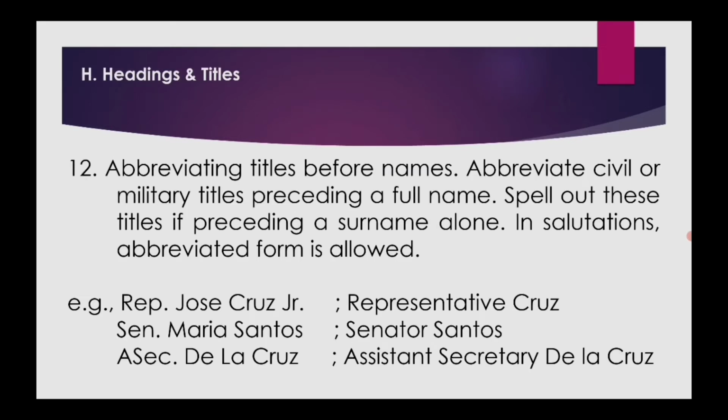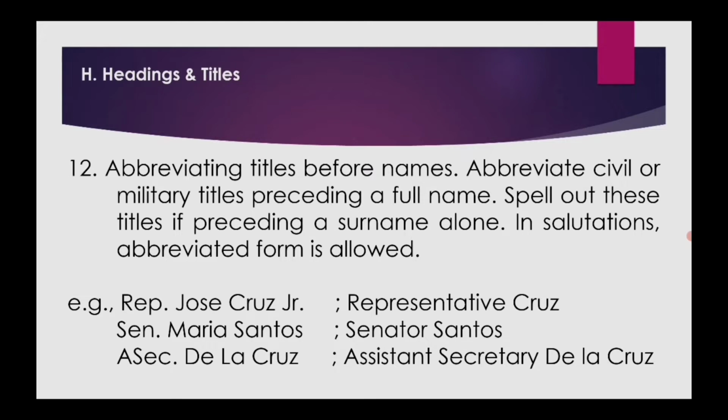Let's go to headings and titles. Abbreviating titles before names: abbreviate civil or military titles preceding a full name. Spell out these titles if preceding a surname alone. In salutations, the abbreviated form is allowed. For example, Representative Cruz, you just use Rep. Jose Cruz Jr. Then Senator Santos, you just use Sen. Maria Santos. And then Assistant Secretary De La Cruz, you just use ASEC De La Cruz.